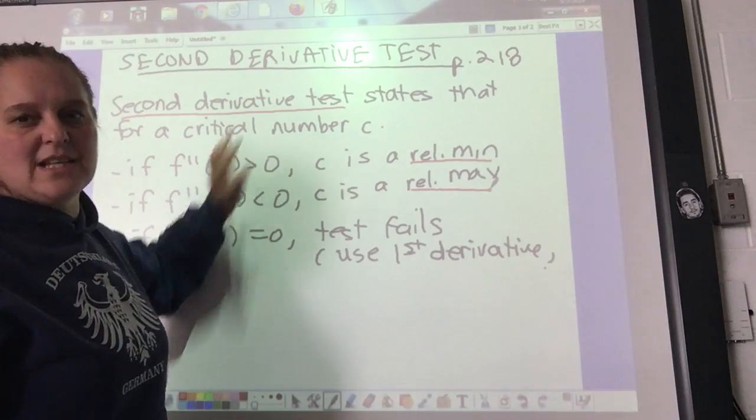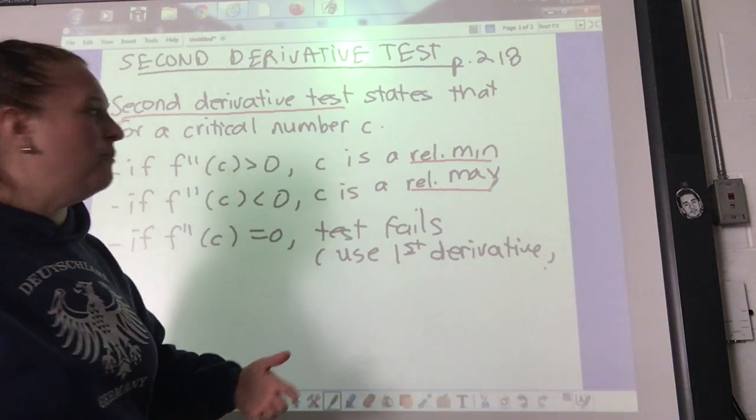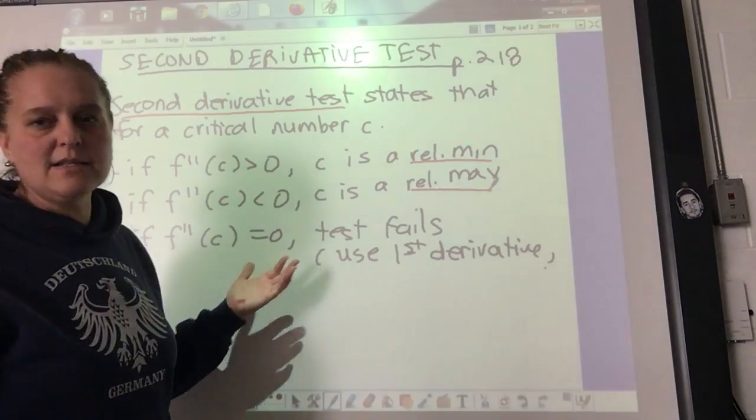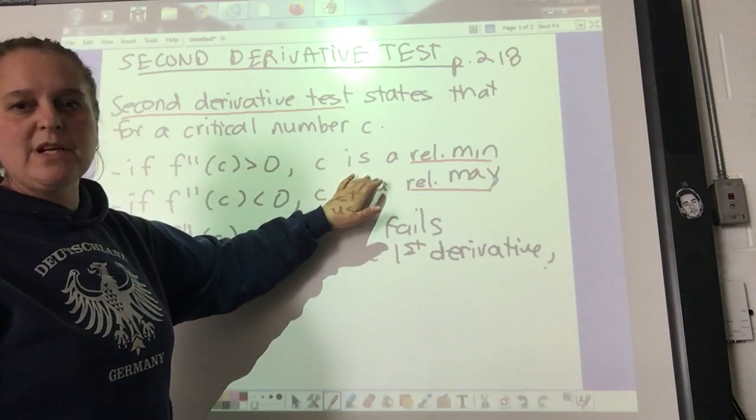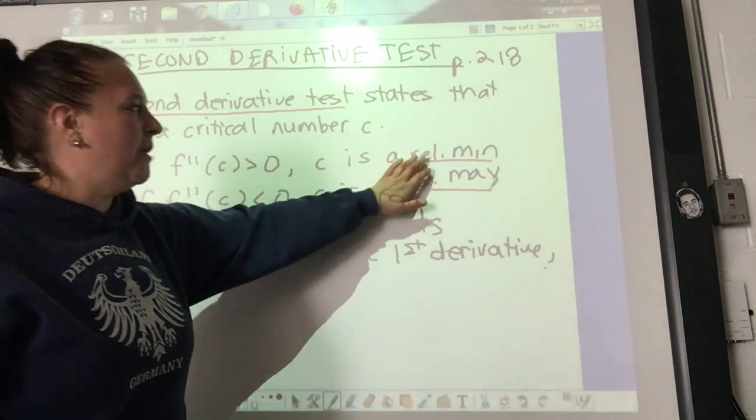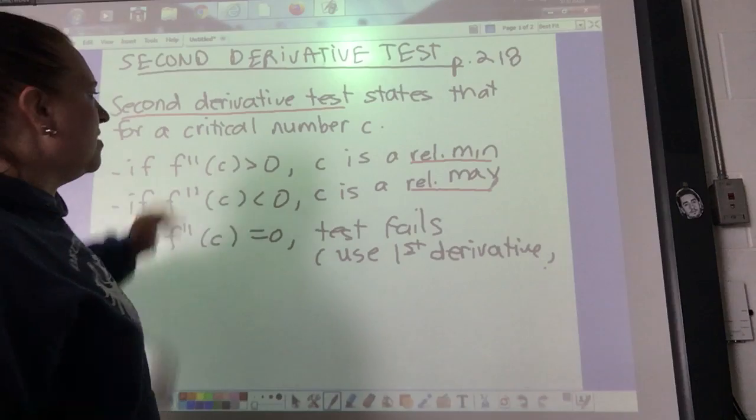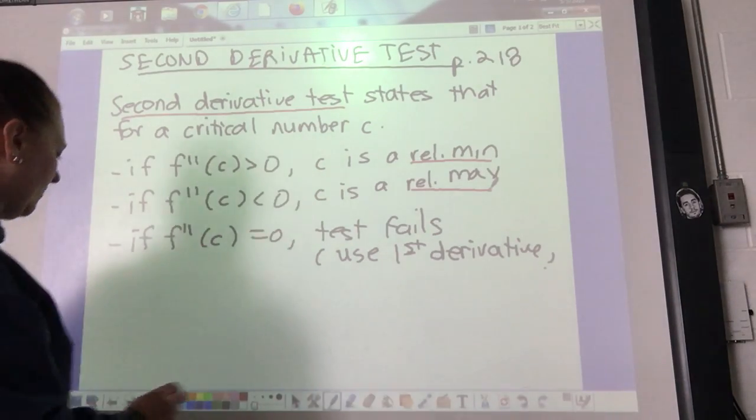So really, the second derivative test doesn't get used a lot. It's just an alternative way to get min-max. Last lesson, we used the first derivative, made a sign diagram, and from that figured out where the min and max were. This is just an alternative method to do so.